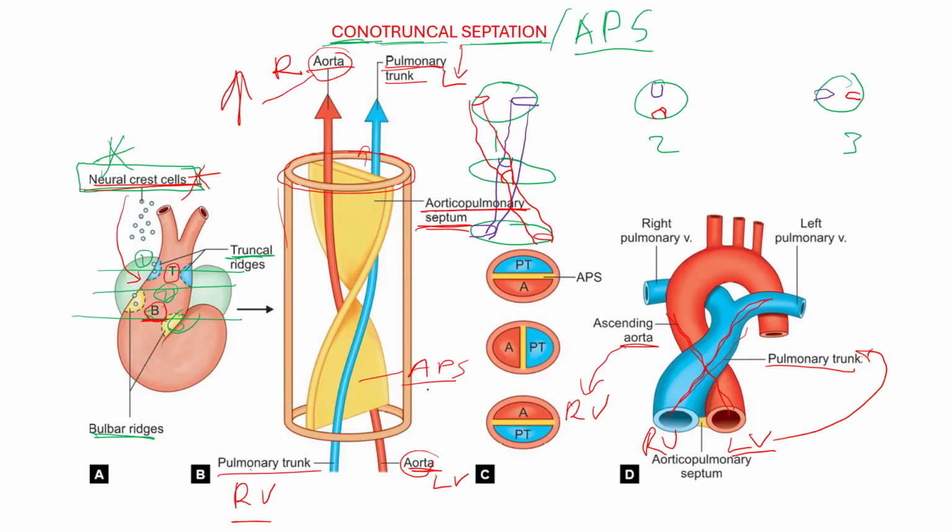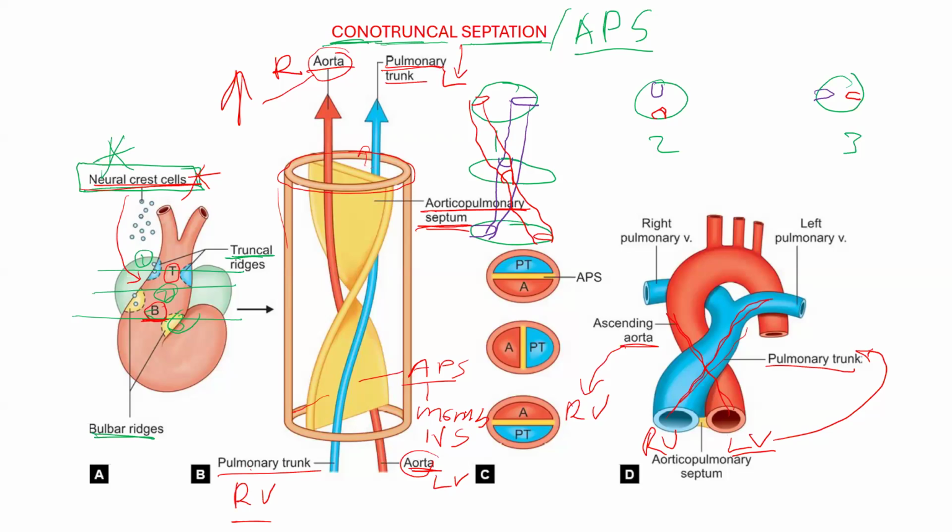If it is not in the midline, one of the outflow tracts becomes big in size, overriding aorta, at the expense of the other outflow tract, which is the pulmonary trunk, which becomes stenotic. And since the aorticopulmonary septum forms part of the membranous part of the interventricular septum, the membranous part of the interventricular septum is not formed. So you have a ventricular septal defect.